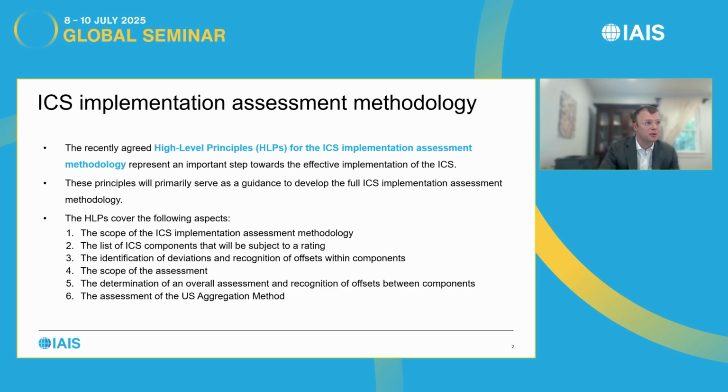I'm not going to go through each of these, but I will highlight a few of them in particular. HLP2 covers the different components on which we'll be issuing ratings. These include things like valuation, capital requirements, and capital resources, as well as general sections. HLP3 deals with identification of deviations and the recognition of offsets within those components. So something like if a jurisdiction were higher on capital requirements in one particular area and lower in another, HLP3 deals with how we would think about the offsets between those different items.